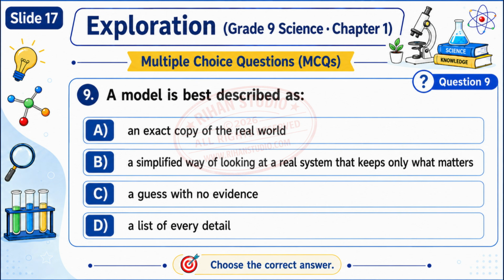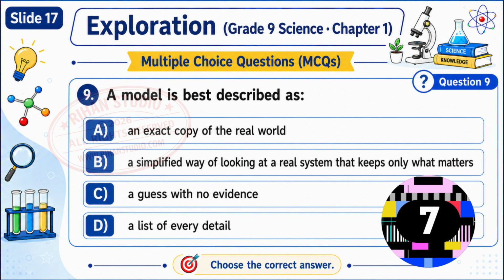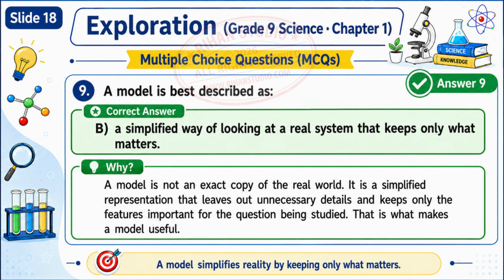9. A model is best described as A. An exact copy of the real world. B. A simplified way of looking at a real system that keeps only what matters. C. A guess with no evidence. D. A list of every detail. Answer. B. A simplified way of looking at a real system that keeps only what matters.